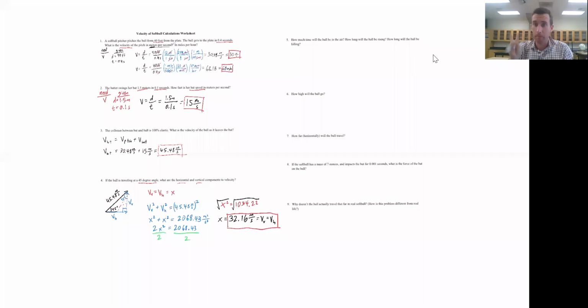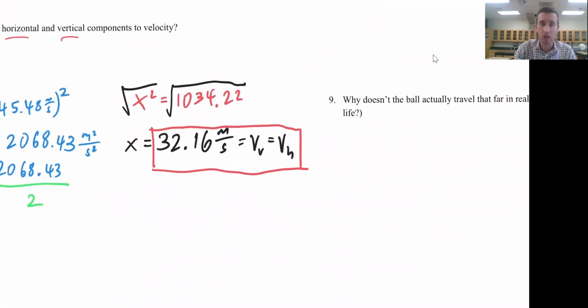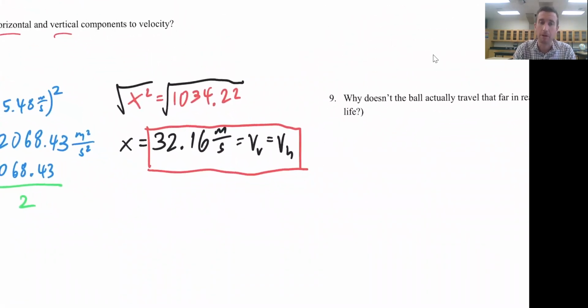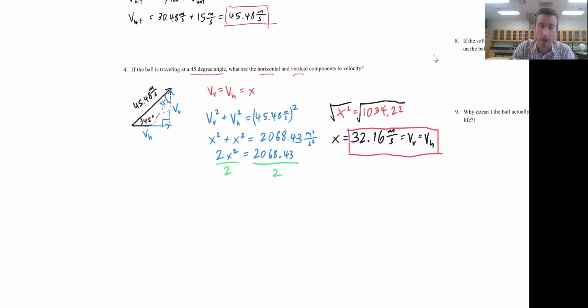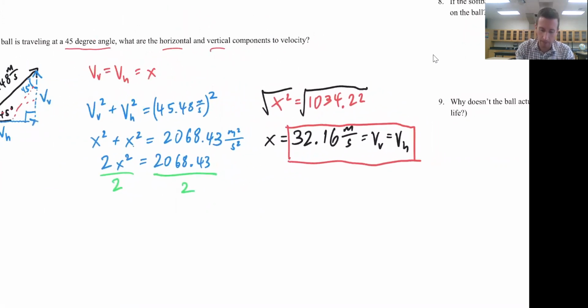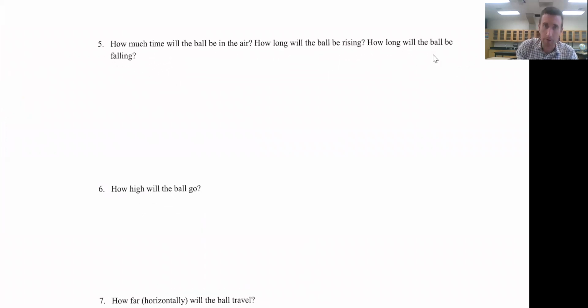All right, welcome back for part 2 of velocity of a softball. Last time we had just figured out the horizontal and vertical components of velocity, each at 32.16 meters per second. So 32.16 meters per second up, 32.16 meters per second over, for a grand total at the 45-degree angle of 45.48 meters per second.